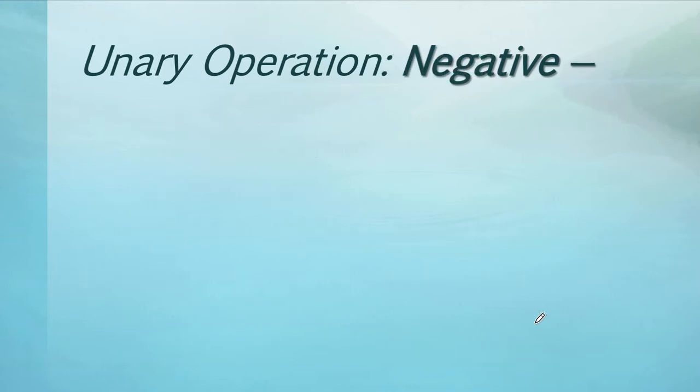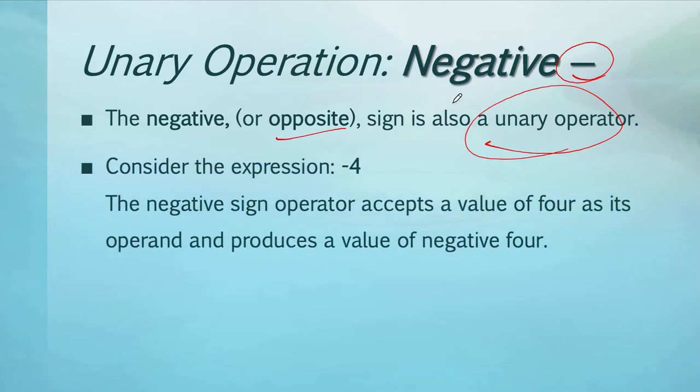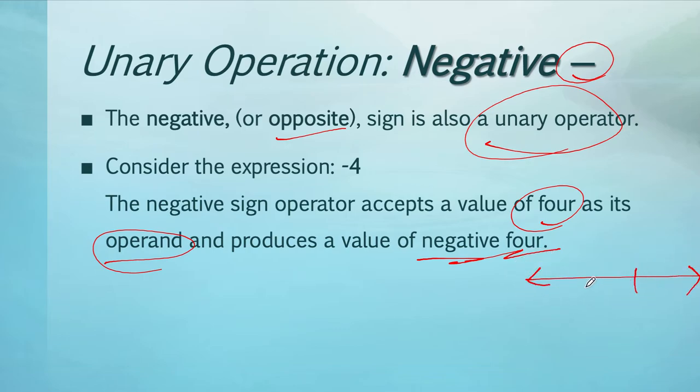Now, for the negative unary operation, the negative or opposite sign is also a unary operator. We have this symbol here. Consider the expression negative 4. The negative sign operator accepts a value of 4 as its operand, and produces the value of negative 4. Okay? And when you say negative 4, it means that it's on the opposite side of the number line. That is, it's on the left side. So if this is 0, the left side of the origin of the number line, 1, 2, 3, 4, so we have negative 4 here. So it's on the left side of the origin.